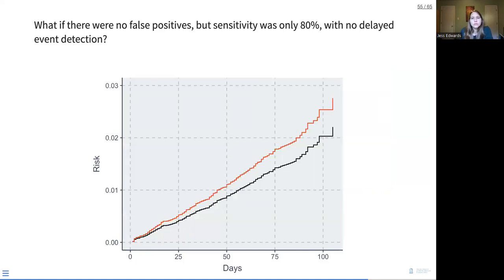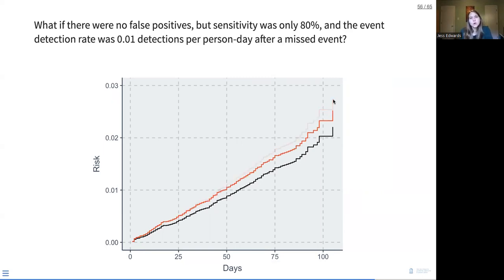And using this risk function and the methods I described, we can ask questions about the risk function. For example, what if there were no false positives, but sensitivity was only 80%? That would yield this red risk function here, which you can see ends at just over 2.5%. Or we can ask, what if sensitivity was 80% and there was a rate of event detection after if you had missed the event? You can see that this red line representing this scenario is a little bit closer to the observed than the previous estimated line.